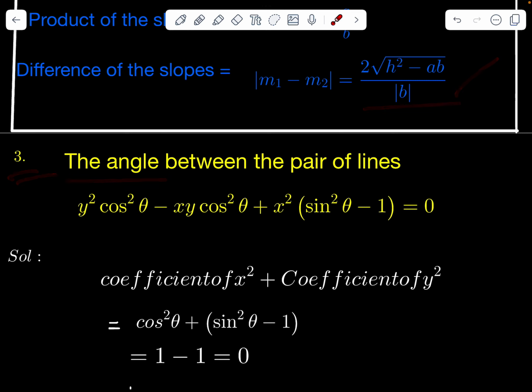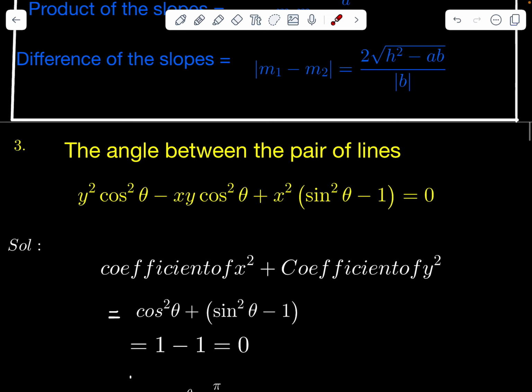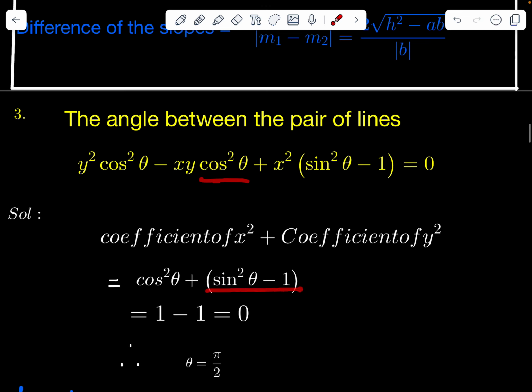Third sum. The angle between the pair of lines y²cos²θ − xy cos²θ + x²(sin²θ − 1) = 0. Here the formula is coefficient of x² plus coefficient of y² equal to 0. Coefficient of x² is sin²θ − 1, coefficient of y² is cos²θ. cos²θ + sin²θ is equal to 1. Therefore, 1 − 1 is equal to 0. Therefore, θ is equal to π by 2.